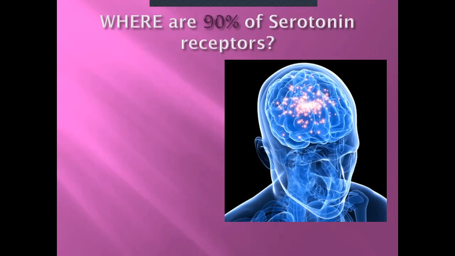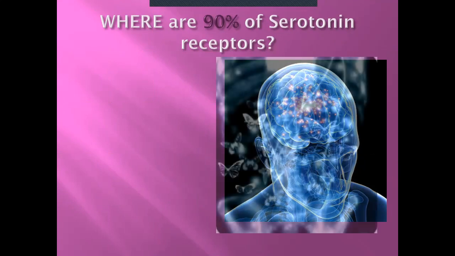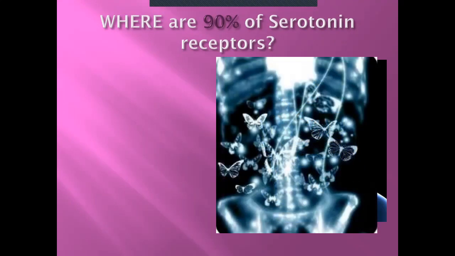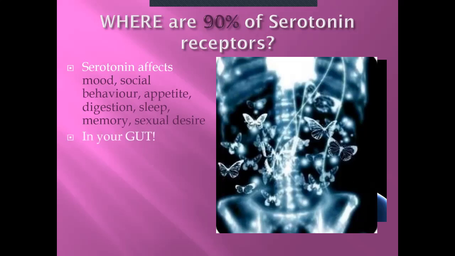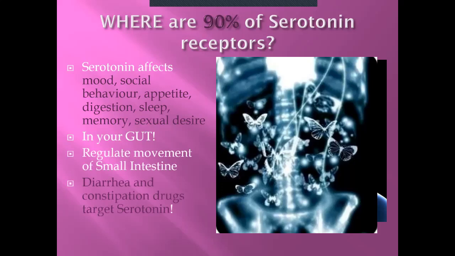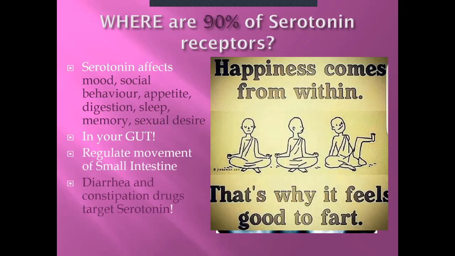All right, 90% of your serotonin receptors, they're not in your brain. A very small amount of serotonin receptors are in your brain. So you've heard the term butterflies in the stomach. Your gut, 90% of the serotonin receptors are actually in your gut. So we call them neurotransmitters, but most of the neurotransmitters are acting all over our body, not just in our brain. And so serotonin affects our mood, our social behavior, our appetite, our digestion. So if you're constipated, things aren't moving, you ate something bad, you have an upset stomach, you're not smiling. Who's constipated and smiling? And so, yeah, it actually regulates the movement of our small intestines, and anti-constipation, anti-diarrhea drugs actually work by targeting serotonin.